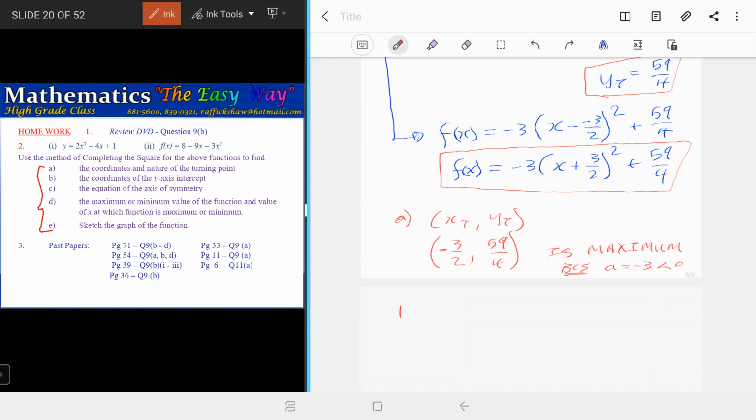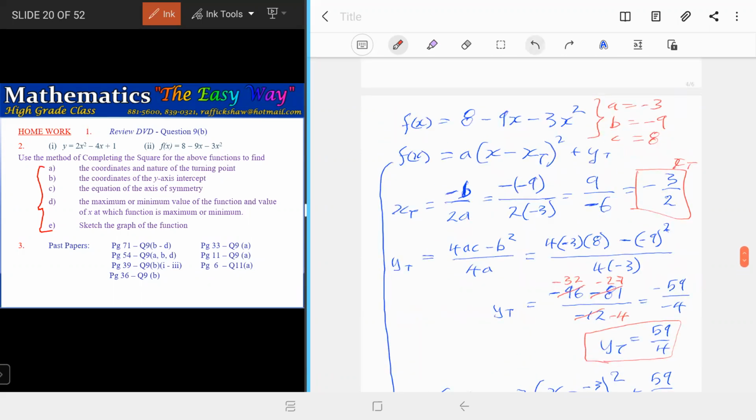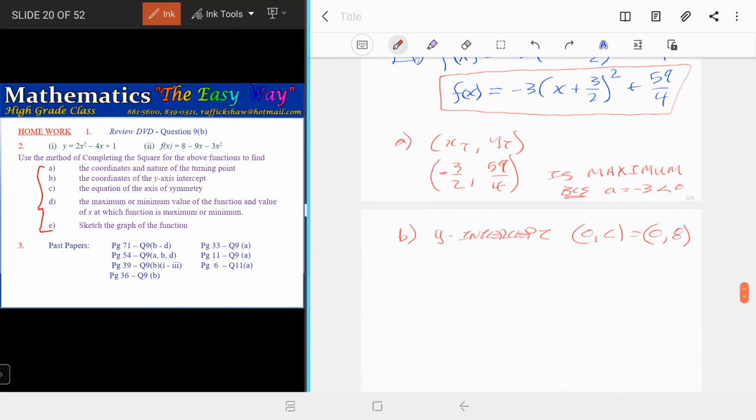We'll go to part B. Part B is asking us for the coordinates of the y-axis intercept. So the y-intercept is a point 0, c, and the c value this time is 8. The c value up here is 8. There. Bam. 0, 8. Simple like that.